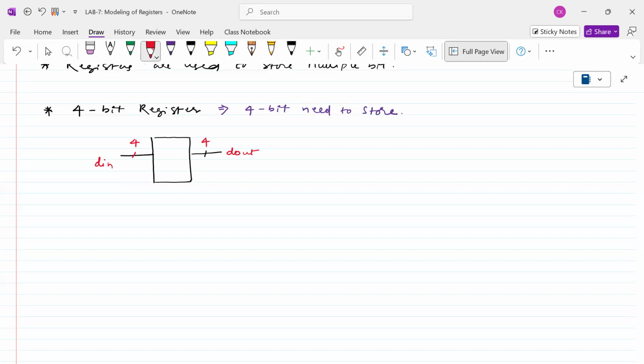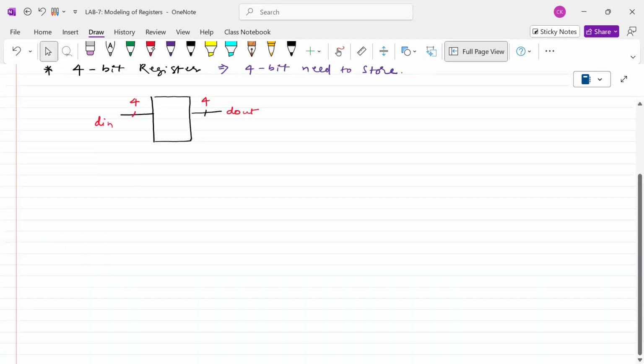This data in, must it be stored here or not? That is decided by the clock signal. Whenever there is a positive edge of the clock signal, then the data in will be transferred as data out. Otherwise, the data must be stored in the register. Therefore, whenever there is a positive edge of the clock, the data must be transparent. When there is no clock, then the data must reside inside the flip-flop.